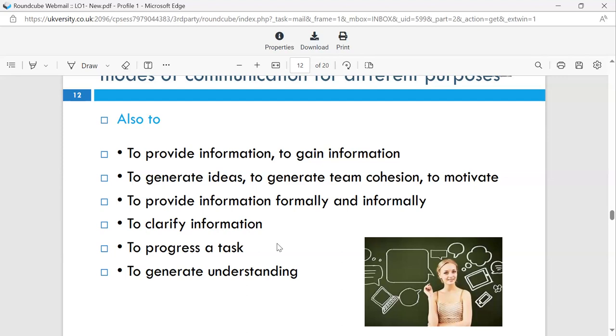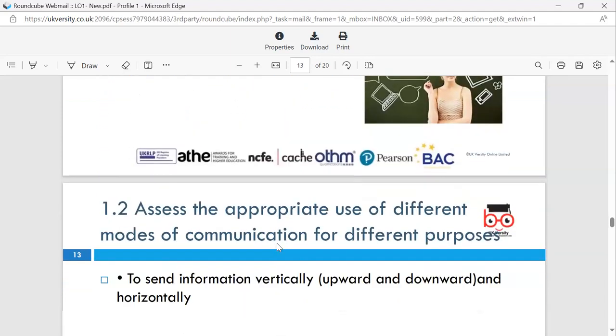To generate ideas, to generate team cohesion, to motivate. So in a team, if you have a team meeting, you could generate ideas about any sort of new processes that are being used, how they can be used properly, and if there is a need for these new processes. To provide information formally and informally, and to clarify information, to make sure you understand everything, to progress a task, and to generate understanding. Understanding is the biggest part of it, that you understand what is being said.